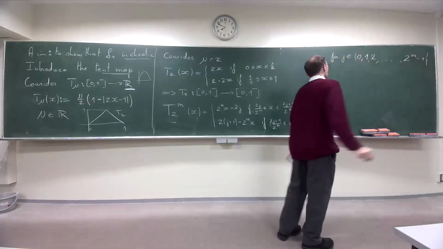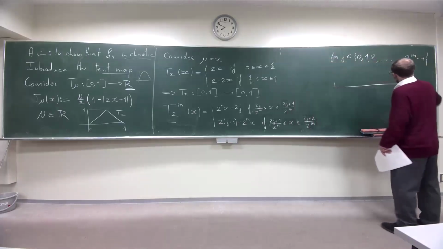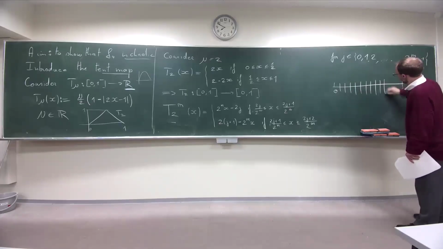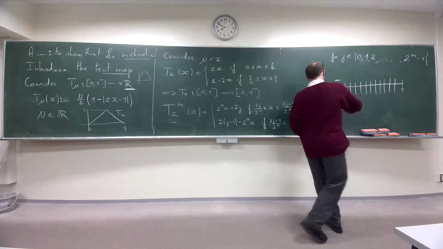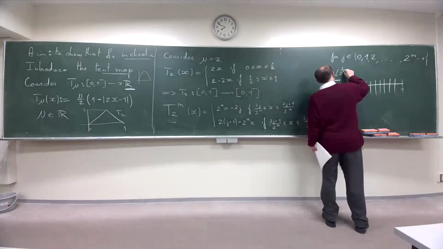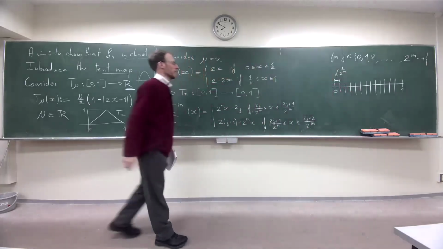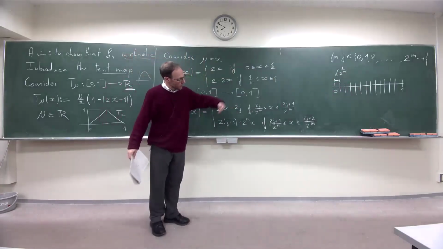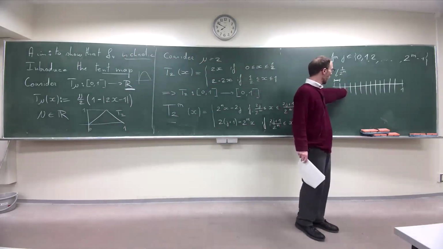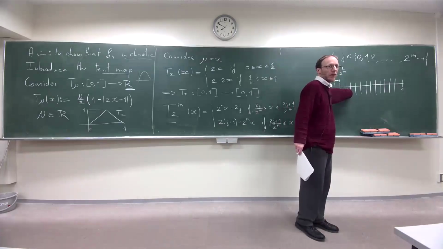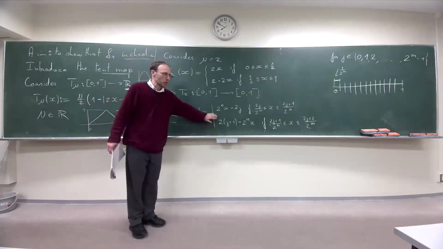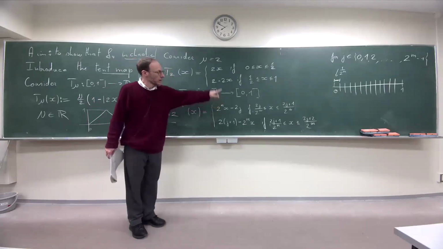So what does it mean? It means we divide 0, 1 into very small intervals. The size of each of them is 1 over 2 power m. So for j equal to 0, I'm in this interval, j equal to 1, I'm here, j equal to 2, and so on. It's like a partition. And I'm claiming you can compute T2 to the m and have these simple expressions depending on which interval you are in.